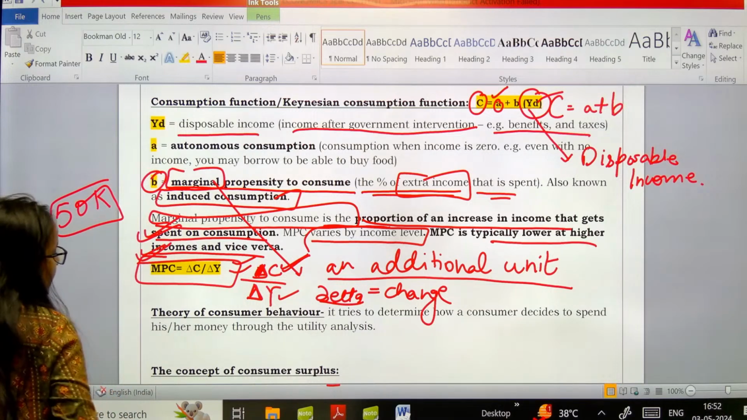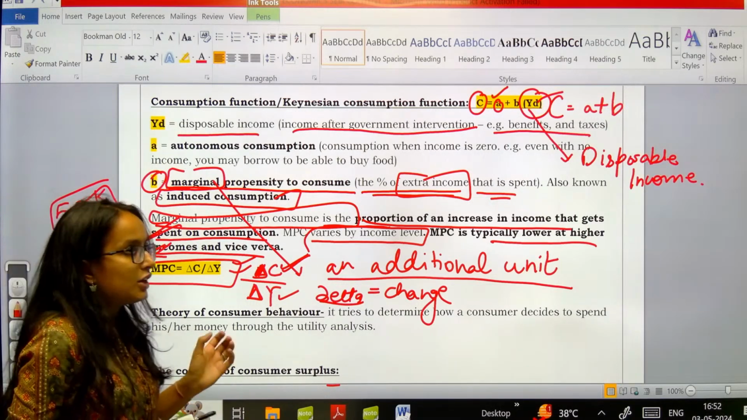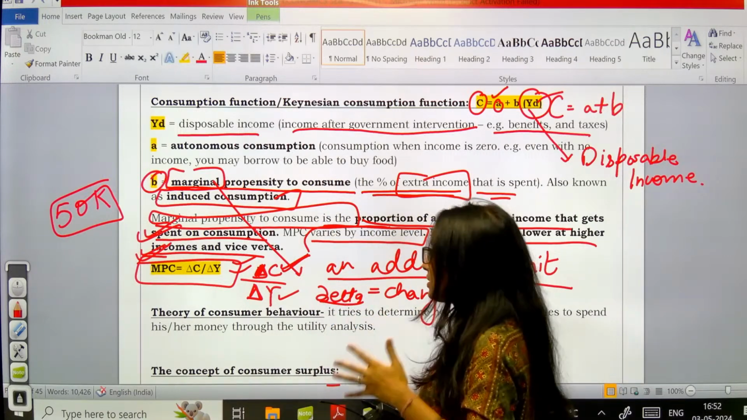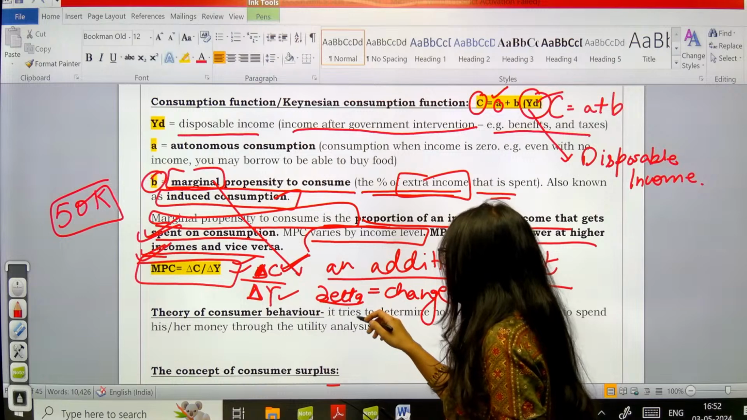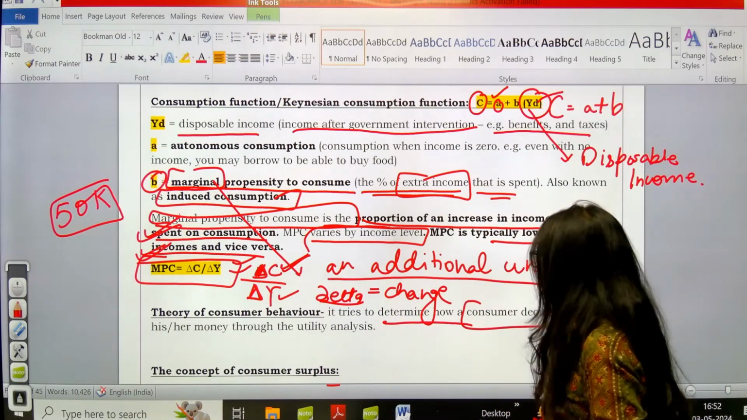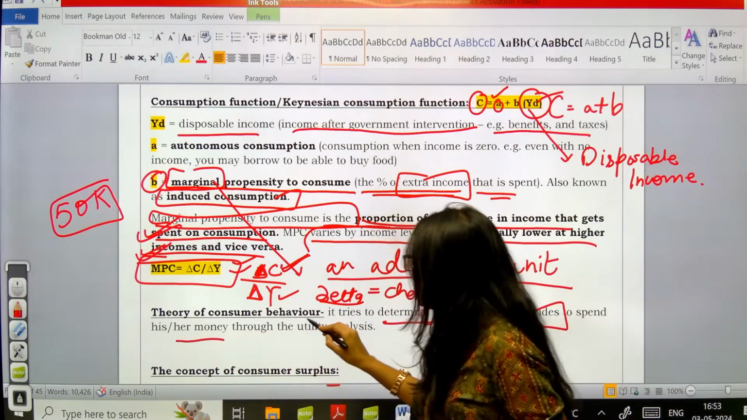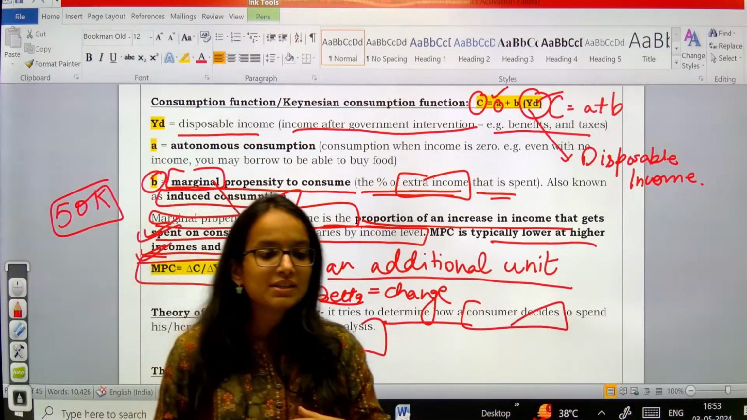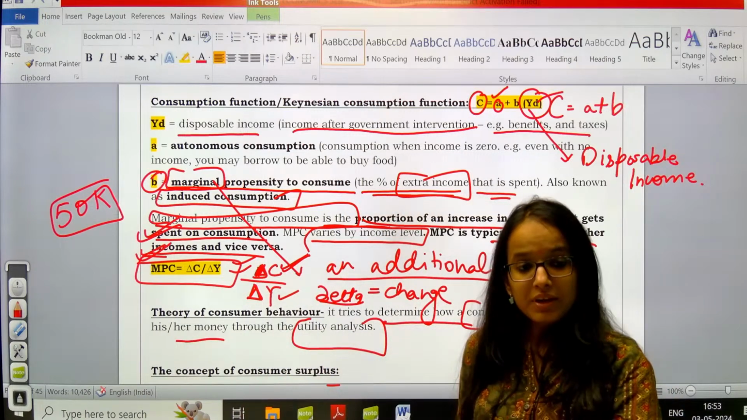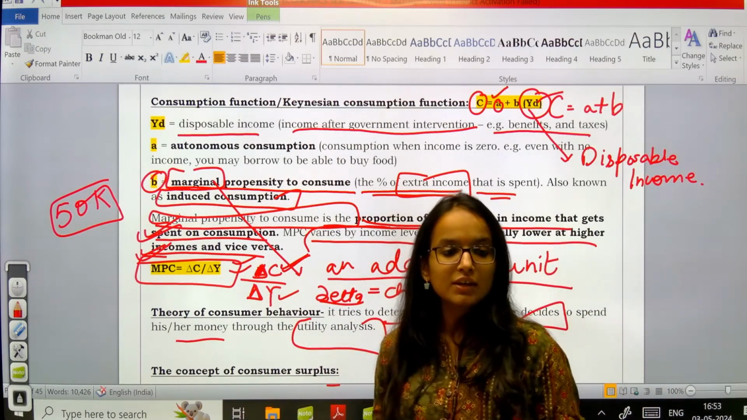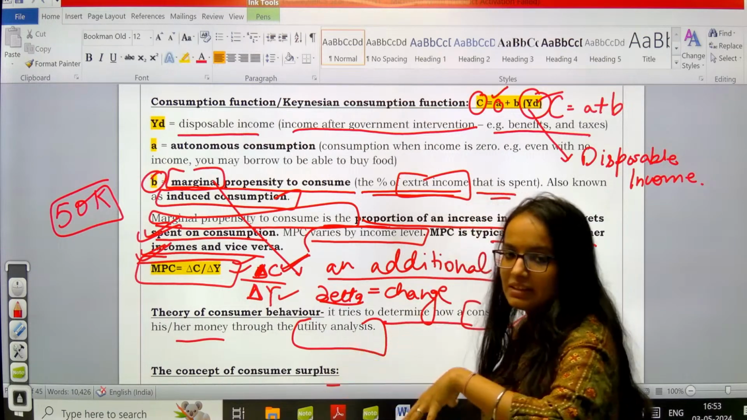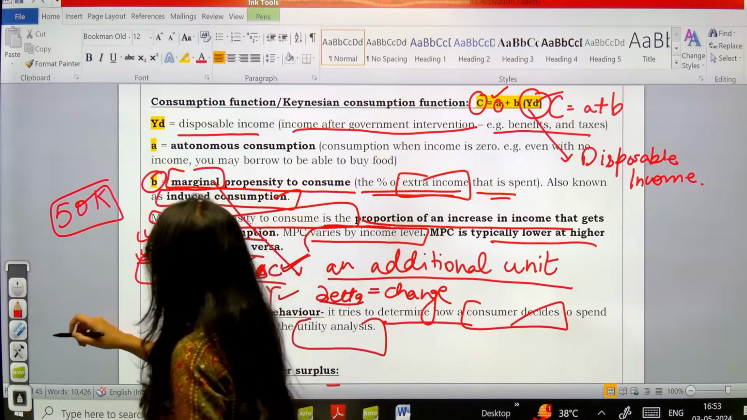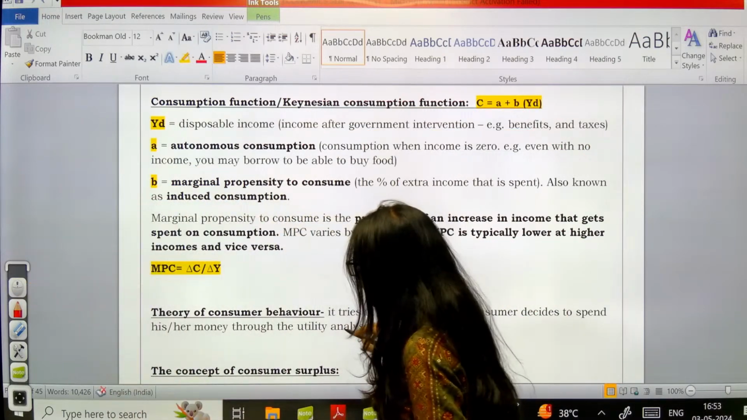Okay, so then we have the theory of consumer behavior. Since we have discussed MPC and the consumption function, we are ready to discuss the theory of consumer behavior. It tries to determine how a consumer decides to spend his or her money through utility analysis. So basically in the theory of consumer behavior, we try to understand the choices a consumer makes within the alternatives which are available to him or her.